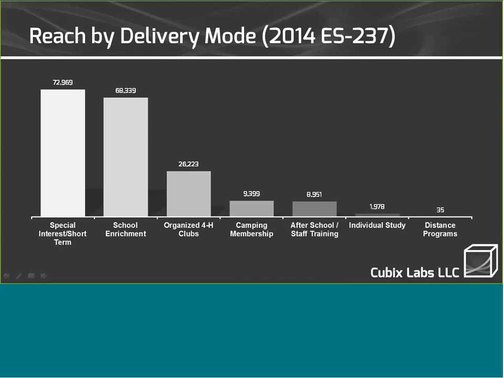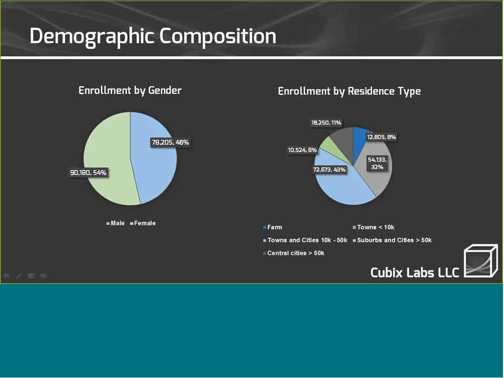The organized 4-H clubs are a lot more intensive in terms of the involvement of the members that are in those clubs, whereas the school enrichment and short-term programs could last less than 6 hours. You can also see from the 237 just a simple composition. It's pretty close to 50-50 by gender. In terms of residence type, it tends to be geared towards towns and cities between 10,000 and 50,000, or towns less than 10,000.